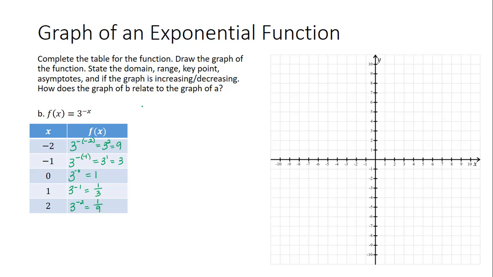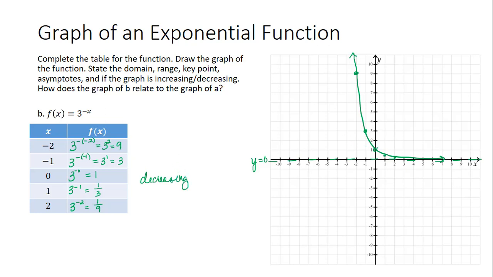So this time I'll plot the points to get -2, 9; -1, 3; 0, 1; 1, 1/3; and 2, roughly 0.1. Now we'll draw the graph through these points. Notice that the graph is still asymptotic to the x-axis. That is, the line y equals 0 is a horizontal asymptote. This time the graph is a decreasing function because the graph is going down from left to right.